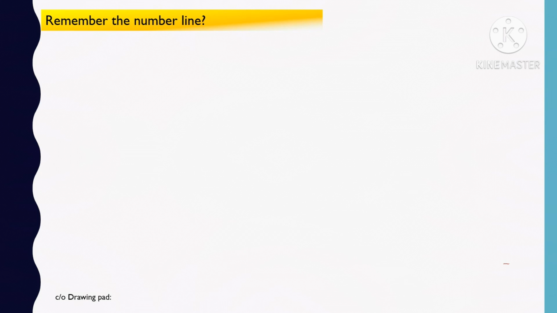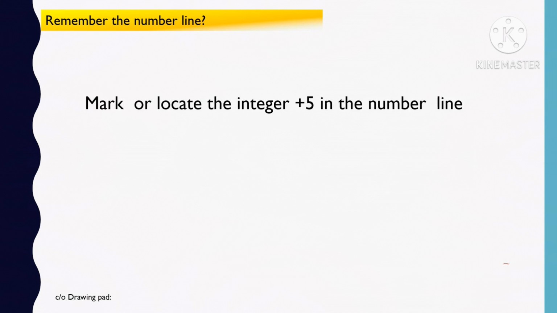Remember the number line? If you are asked to mark or locate the integer positive 5 in the number line, ang ginagawa lang natin dito, nagdodrawing tayo ng horizontal number line, and then marking 0 at the center, we place all the positive numbers or integers like positive 1, positive 2, positive 3, 4, 5, up to positive infinity to all to the right of 0. And all to the left of 0 are all the negative numbers or integers like negative 1, negative 2, negative 3, negative 4, up to negative infinity.